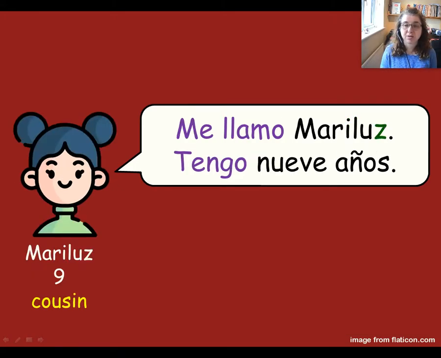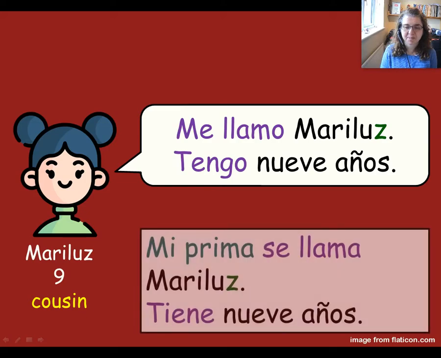Ah, here's Mariluz again. Now she is my cousin. So how would you say my cousin is called Mariluz? She is 9 years old. Do you think you might have worked it out? Let's check. Mi prima se llama Mariluz. Tiene 9 años. Why does it have to be prima and not primo?